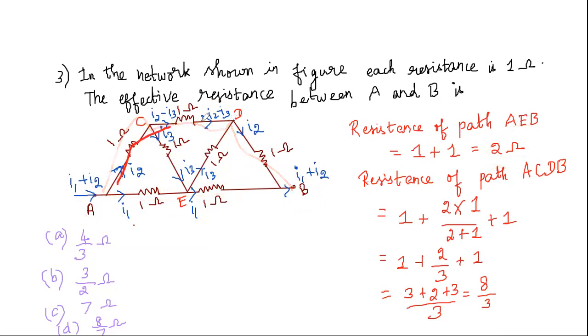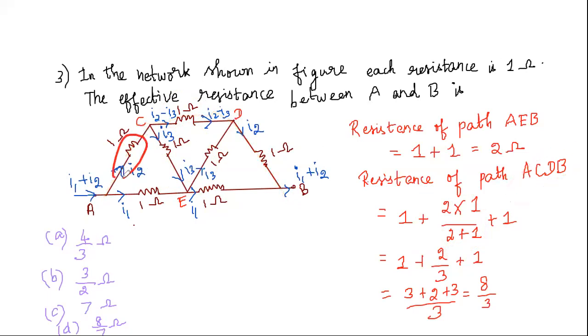Okay, ACDB. So here you are having 1 ohm, and this 1 ohm is here, and this 1 ohm is here. Okay, in between you have this network. Okay, this 1 ohm and this 2 ohm in parallel. So that's why I have used this 2 into 1 by 2 plus 1. I think you can understand this. Actually, we are finding the resistance of ACDB. Okay, that's what I have done here, ACDB.